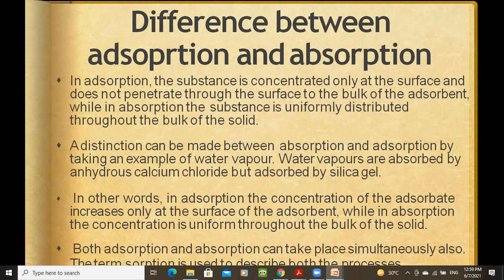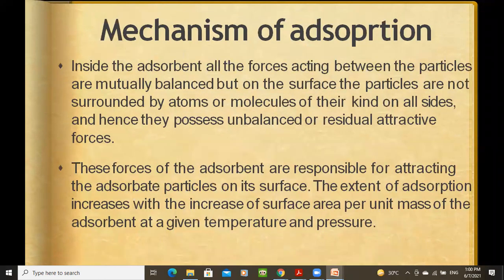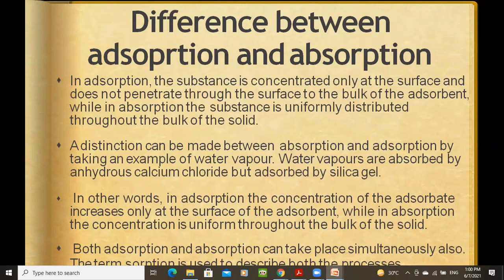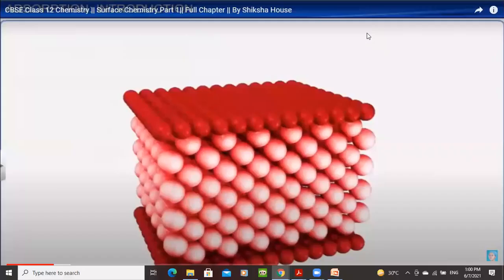Both adsorption and absorption can take place simultaneously also, and the term that is used when both the processes take place at the same time is sorption, and it describes both the processes. There are many things where adsorption and absorption take place simultaneously. And this is the example of sorption.